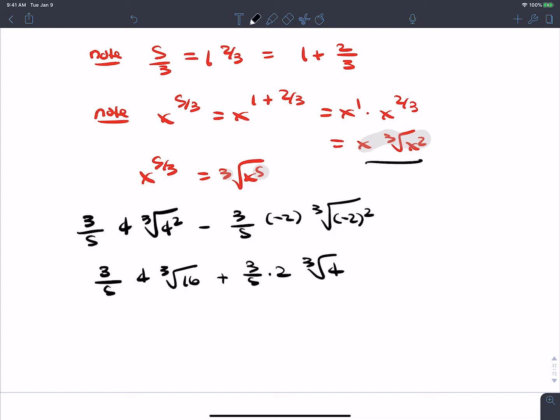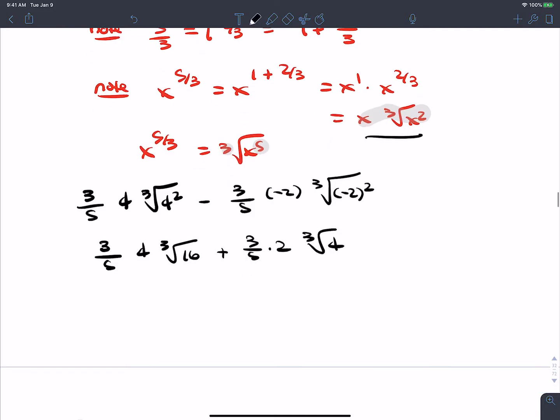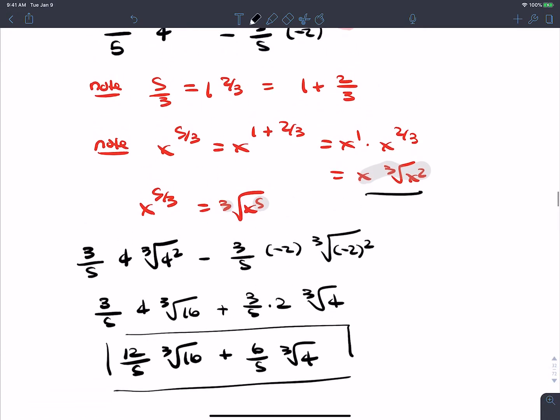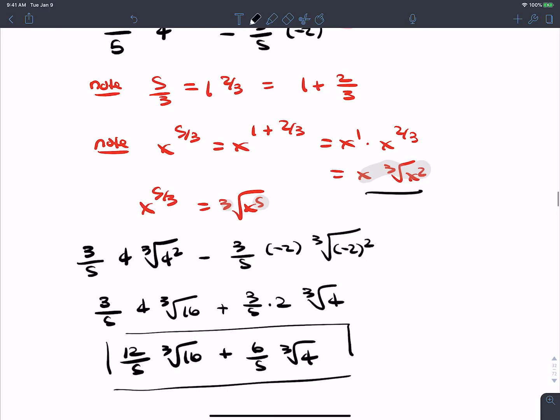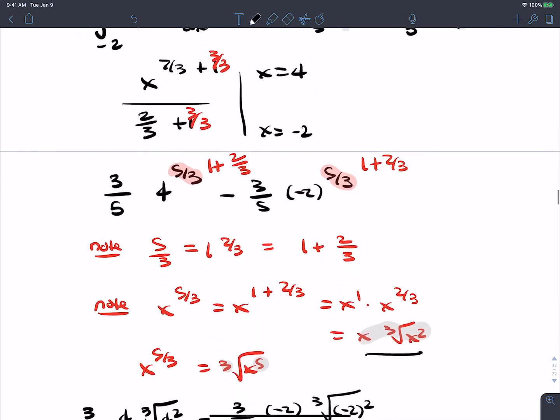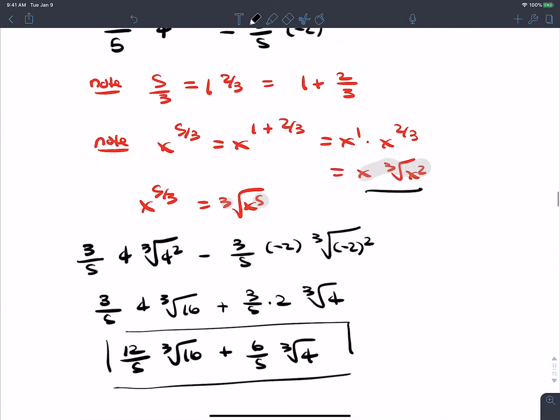So there's a couple of things I think that you can do. You can factor this out, but I don't think it helps much. So let's just multiply. You got 12/5 cube root of 16 plus 6/5 cube root of 4. So when you're looking back at the book for the area, as you guys can see here, it is positive, and the whole area here is found this way. So there's going to be some arithmetic, some algebra, and that's what I wanted to demonstrate to you guys here. So double check here. Does that look okay to you guys?